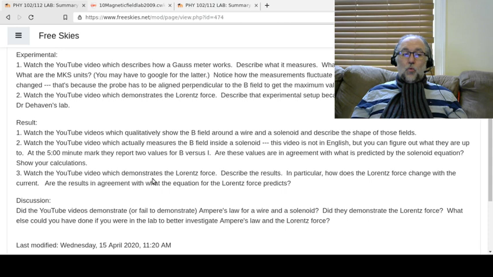And then the last one, watch the last video, and that's the one that demonstrates the Lorentz force. So in the experimental section, you just describe the apparatus. In the results section, what did you see? You really didn't prove the full Lorentz force, but it does at least show that the force is proportional to the current. And then finally a discussion, just summarizing that.